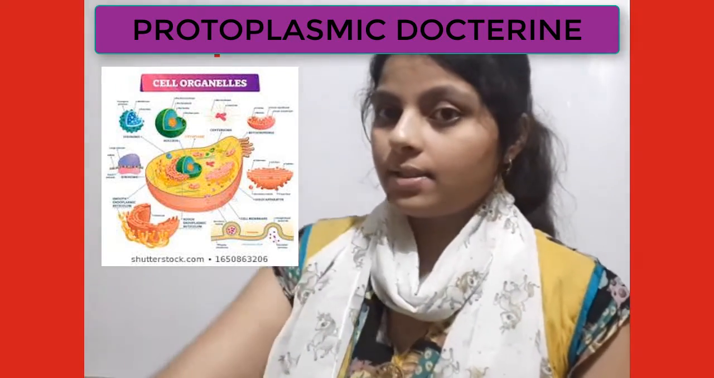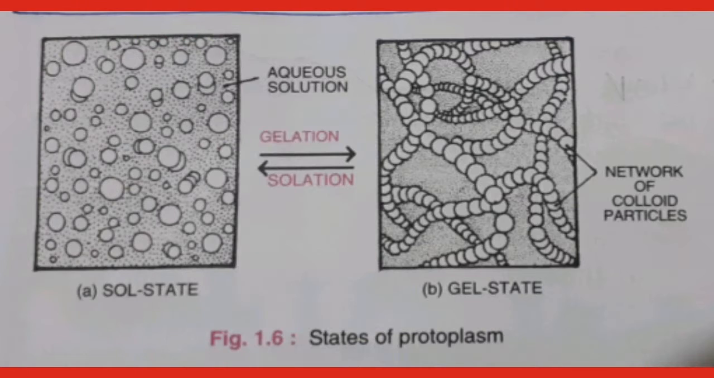So let us study in detail the physical nature of protoplasm and the chemical composition of protoplasm. Let us now study the physical nature of protoplasm. Protoplasm is translucent, granular, slimy, semi-fluid or viscous fluid. It may exist in two interchangeable states, that is, the more liquid-like sol state and the more solid-like gel state.